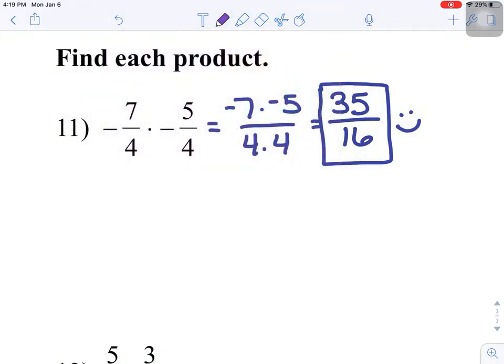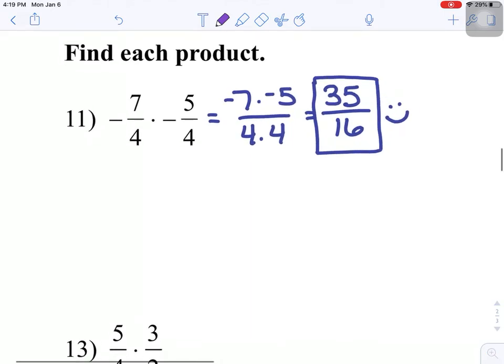What you want to look for, though, is sometimes you can simplify your fractions, and so you need to make sure you do that. But as far as multiplication goes, multiply the numerators, multiply the denominators, that becomes your new fraction.